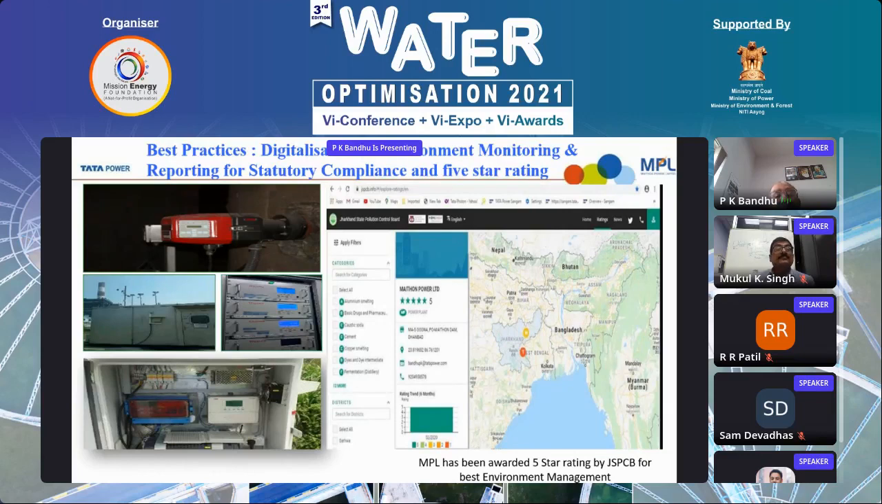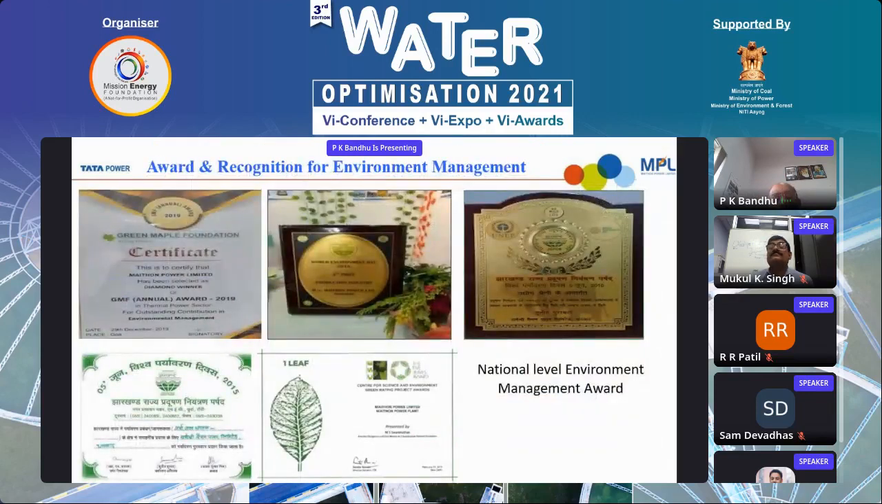Now you see the 5-star award here. For that, we have ensured the quality and availability of emissions data to the Jharkhand Pollution Control Board office as well as the CPCB. We have also installed a data logger system, which is rarely found in a power plant. There was a chance of manipulation of the data through the server system, so that is why we installed the data logger. We were awarded 5-star, and it is still being maintained. These are the various awards here.